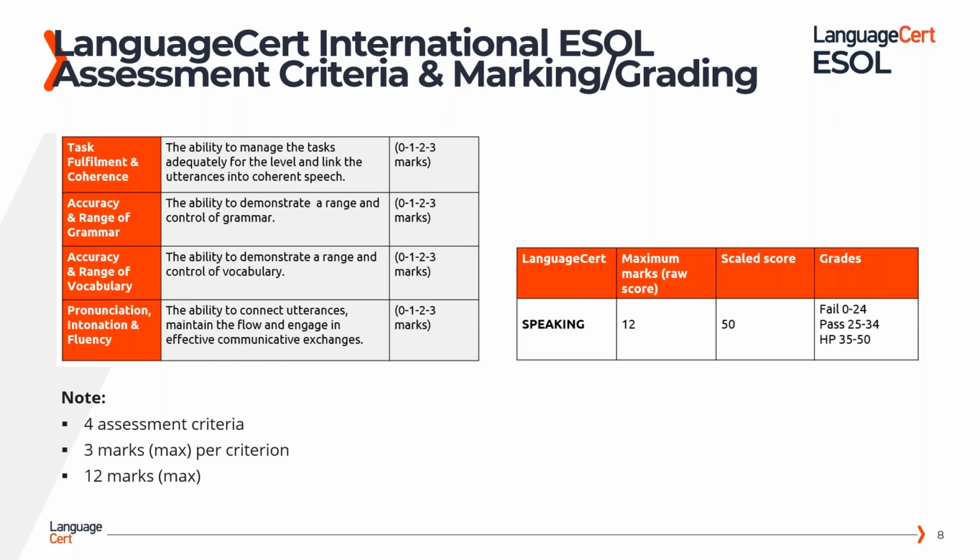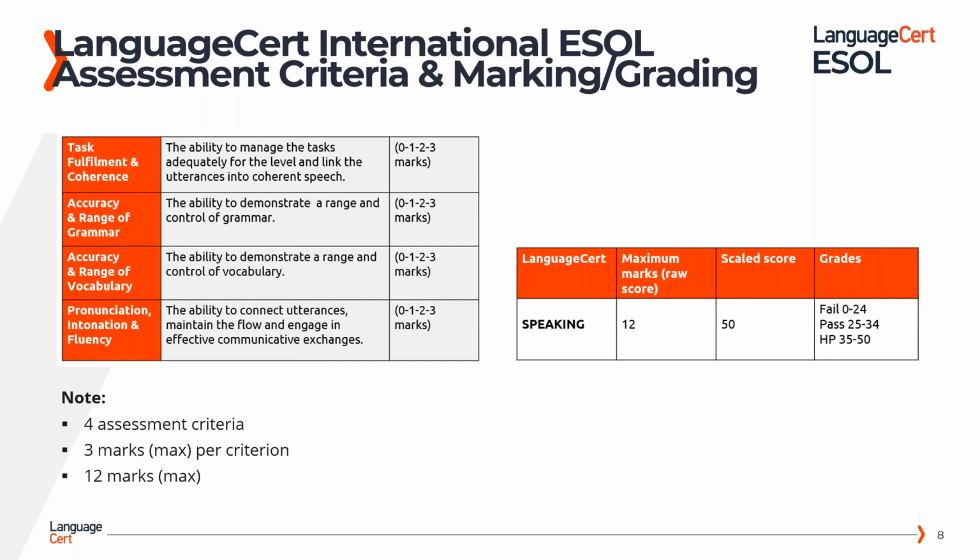4 criteria are therefore used to assess the candidate's performance, and a maximum of 3 marks are awarded per criterion, 3 being the best score and 0 being the lowest. The maximum score candidates can get is 12 marks, which is the candidate's raw score.